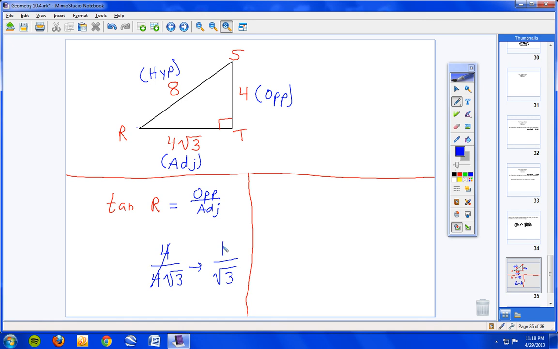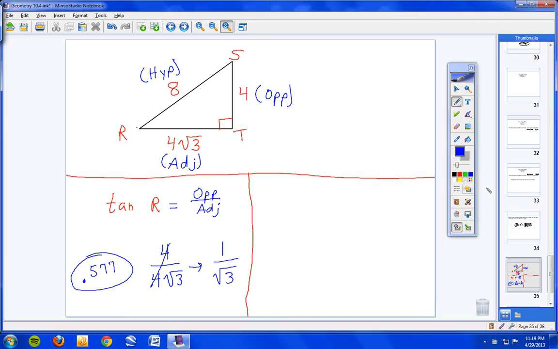You'll get 0.577. Now, if you're not getting that, you need to stop right now, pause the video and get some help from some friends, okay? Because you need to get 0.5773502692. You can round wherever you want, but that's how you find the tangent of R. So that's pretty cool.